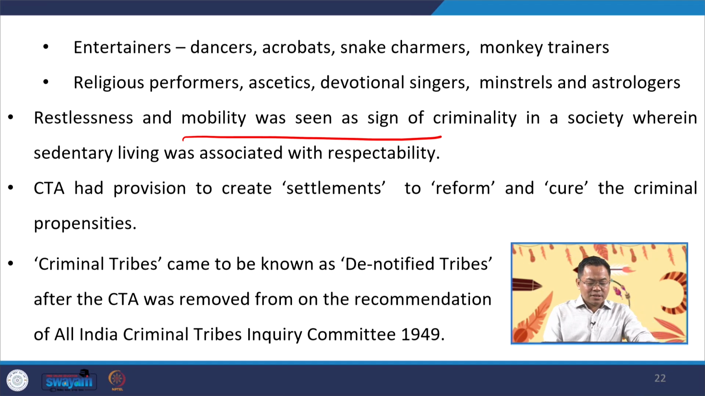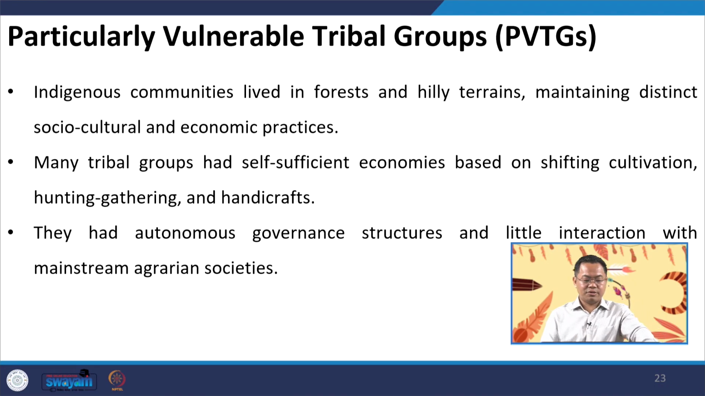Now, in post-independence India, there was the All India Criminal Tribes Inquiry Committee, which was established in the year 1949, and it was from this that the criminal tribes came to be known as the de-notified tribes, and this happened after the removal of the Criminal Tribes Act from the Constitution of India.